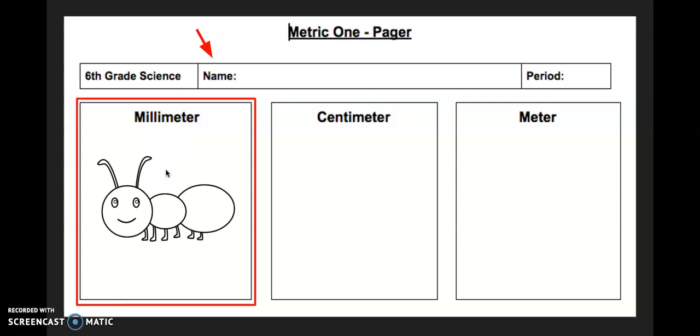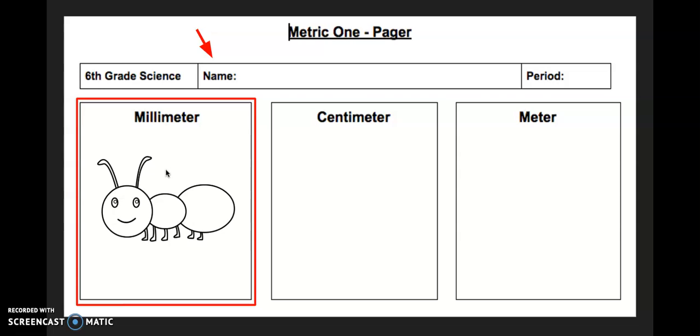Now, in science, we used an ant, so you cannot use an ant. You can also not use a dime. Make sure that you don't use an ant, you don't use a dime, because we use that in science. You also cannot use a fingernail or a paper clip. Okay, so think of something new that you could use to draw for millimeter. Draw it now, press pause, press play when you're ready to go on.